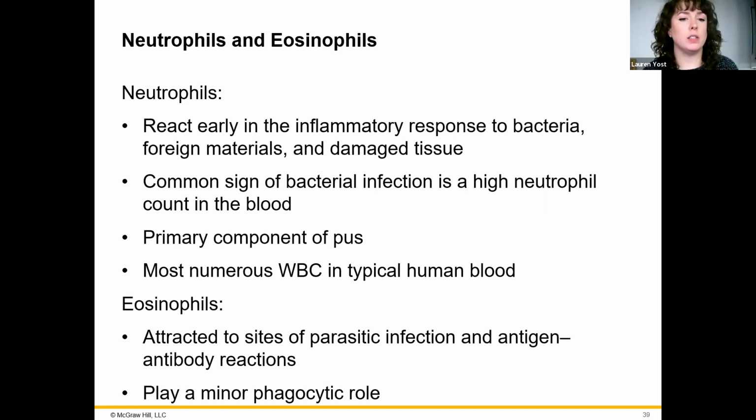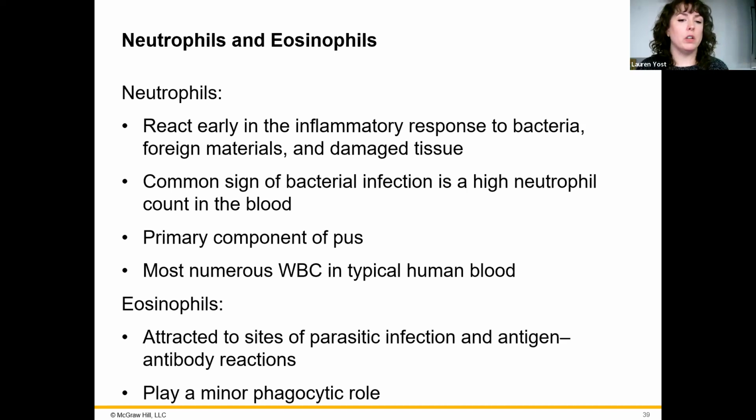And they are, as it says, the primary component of pus because they act early. They have a lot of them there. They're the most in the bloodstream. So typically they're going to be the main component of pus, in addition to potentially any bacteria and debris in the area and fluid, of course, that moved into the area.